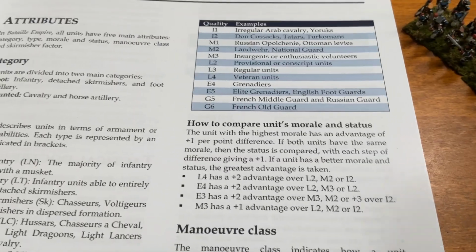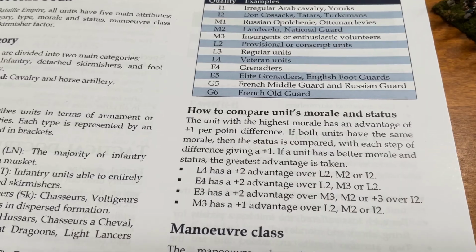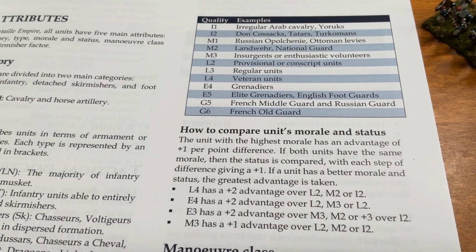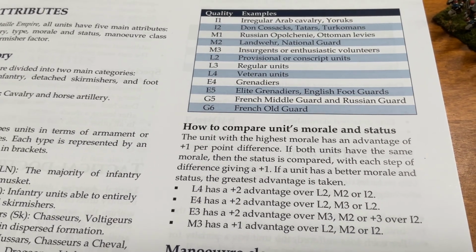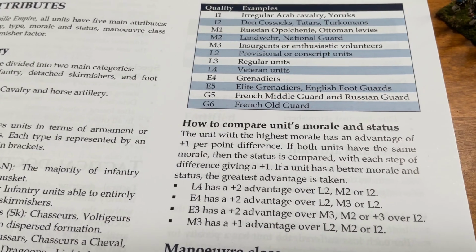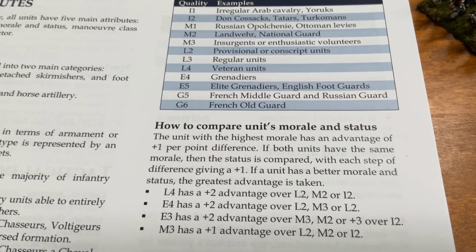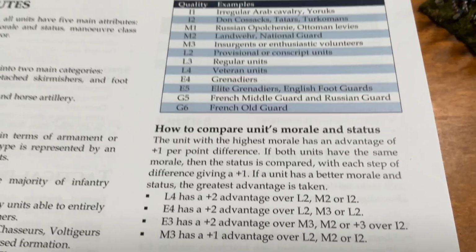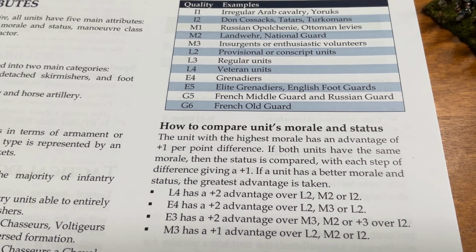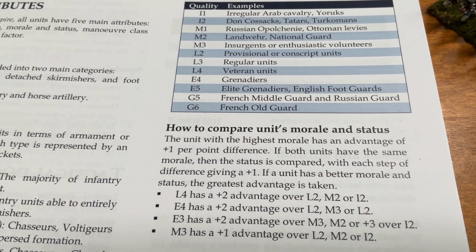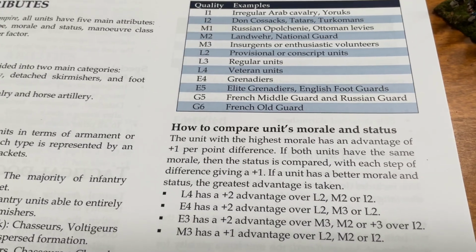Well, using the status, it would be a 1, 2, 3 point advantage. If you use the morale, it's 6 to 2. That would be a 4-point advantage. You're going to use the higher of the advantage. So French Old Guard versus Prussian Landwehr, G6 to M2, the Guard would have a +4 advantage instead of a +3.